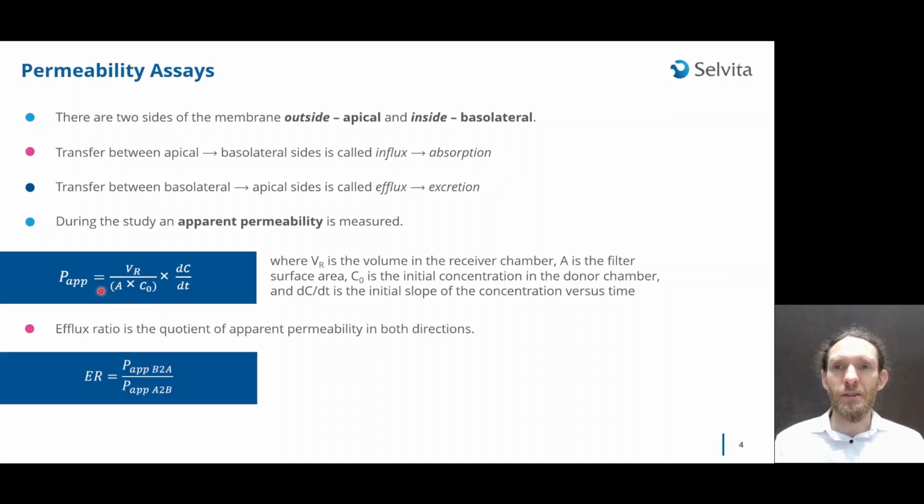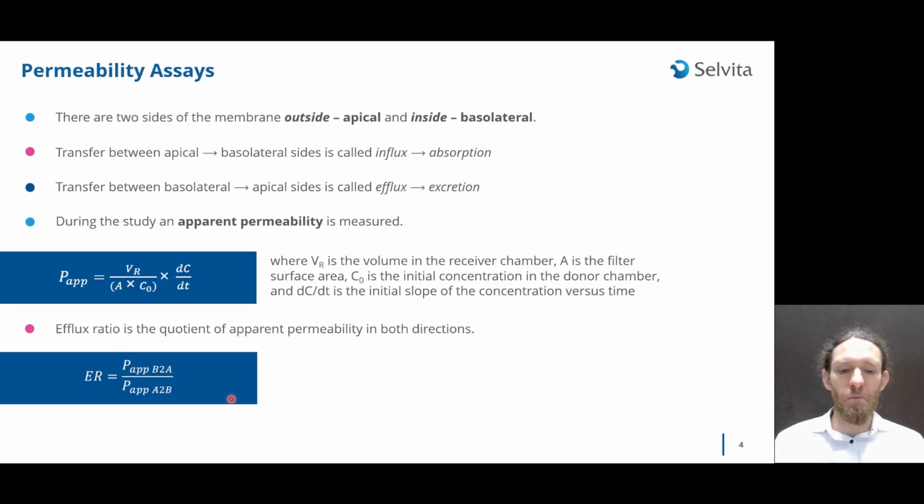Another parameter that is always given is the efflux ratio. This is the quotient of apparent permeability in both directions. So we have quotient of apparent permeability from B to A divided by apparent permeability of A to B.